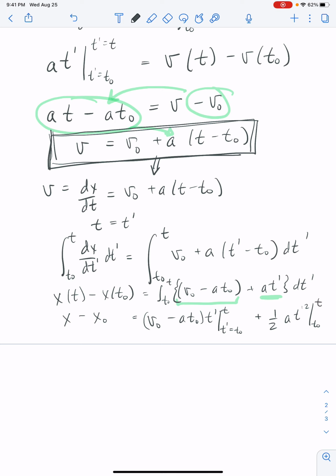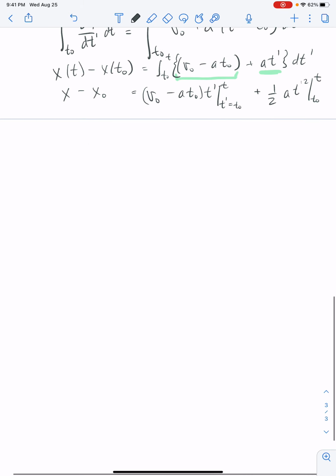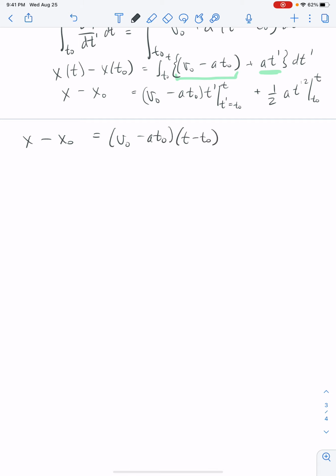Okay, and now we'll plug in for these ends of the integrals. Move this up to the top here. So on my left side of my equation, I've still got x minus x naught. And then I have v naught minus a t naught times t minus t naught plus 1/2 a t squared minus t naught squared. Okay.